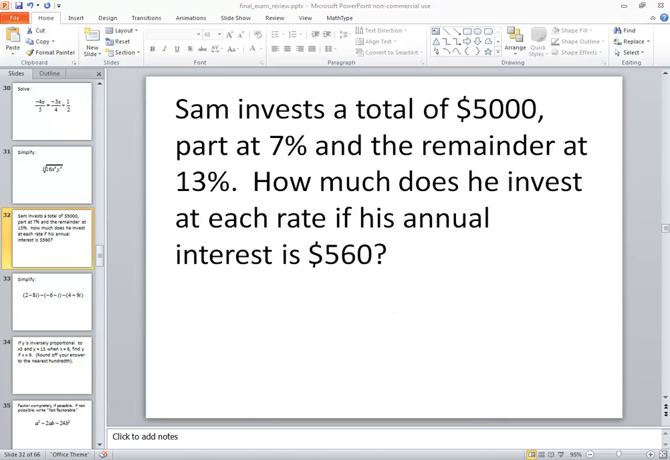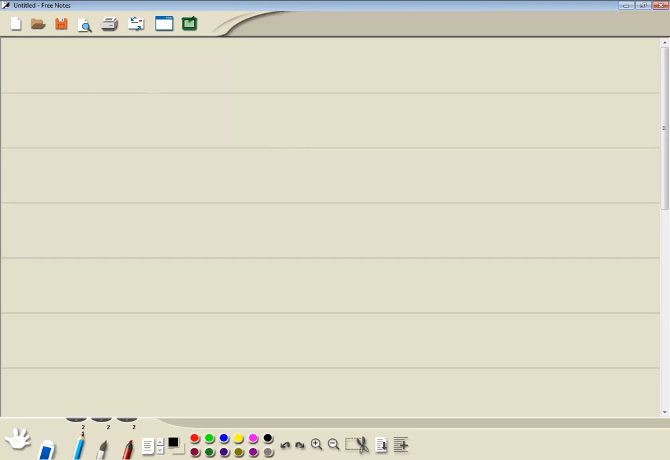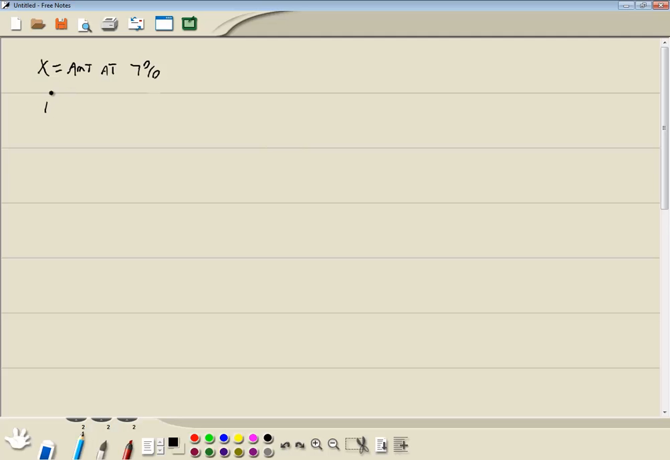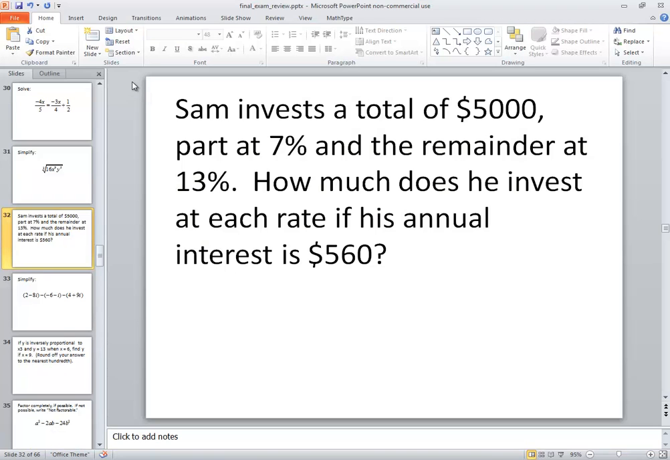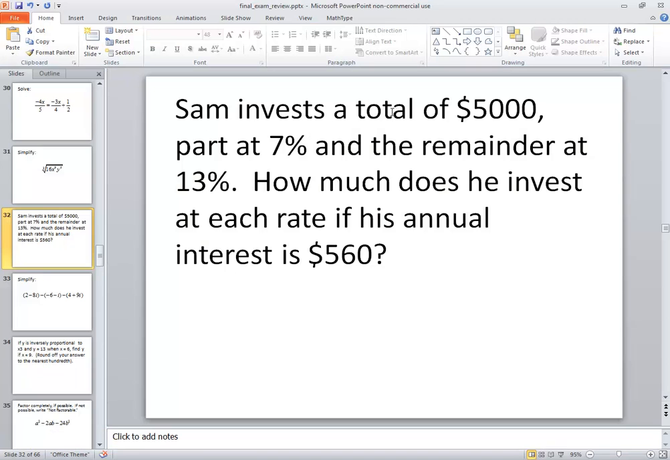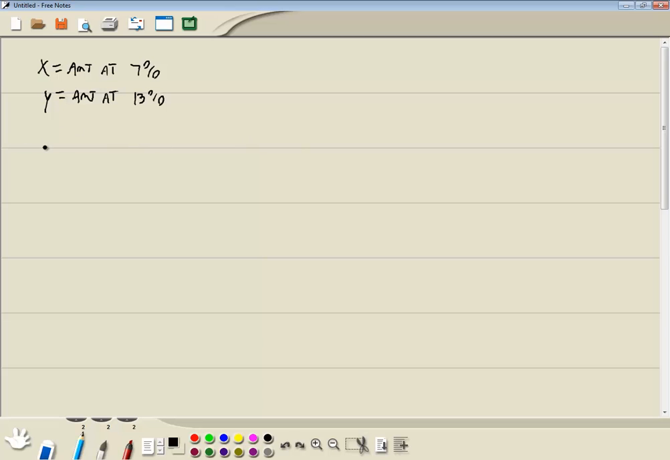Okay, so Sam invests a total of $5,000, part at 7%, remainder at 13%. So we're going to have X equal to the amount at 7%, and Y equal to the amount at 13%. To begin with, they say invest a total of $5,000. So they're telling us right away that X plus Y is equal to 5,000.